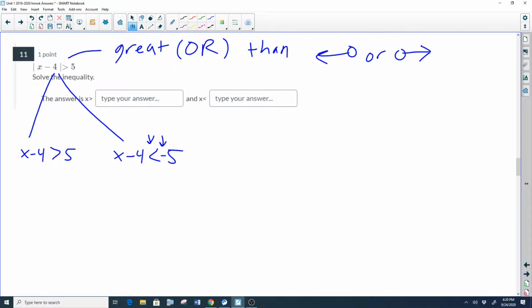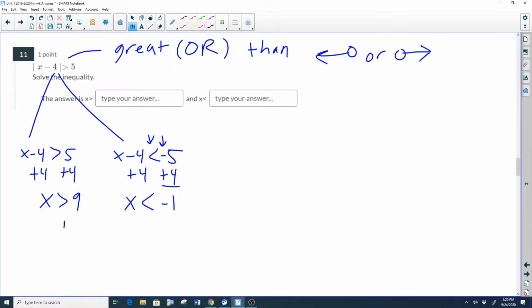Okay, so now we're just going to simply add 4 to the other side. So x has to be greater than 9. And add 4, x has to be less than negative 1, right? Negative 5 plus 4, make sure we did that right. It's okay to make mistakes, you just have to fix them. Just check your work.